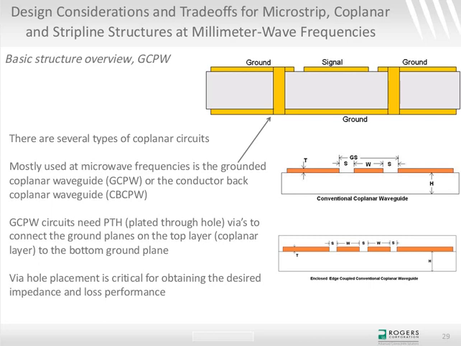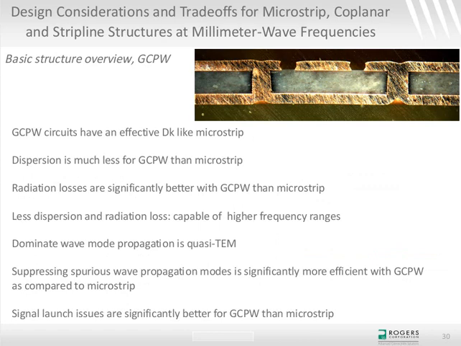Now, the vias that connect the coplanar ground planes to the bottom ground plane are pretty important. Also, how they're located is pretty important, and I'll talk about that, I think, in a couple of slides. On this slide, I'm just talking a little bit more about the grounded coplanar waveguide structure.